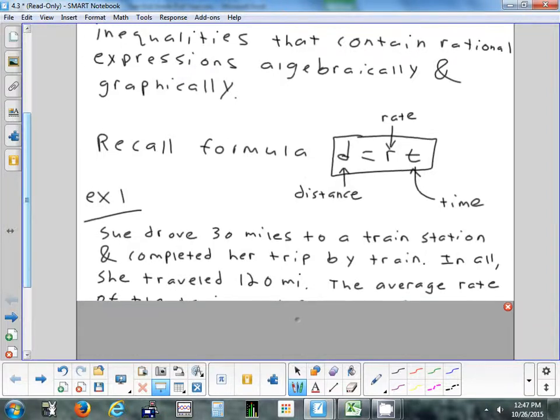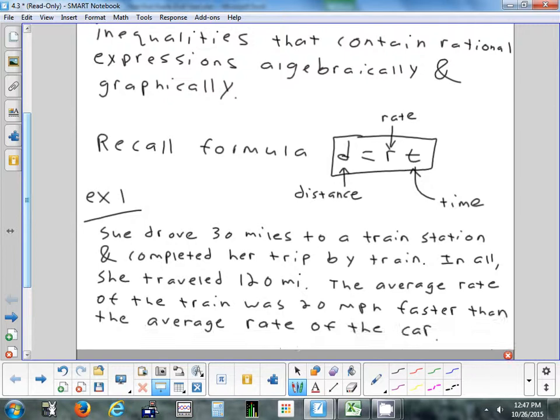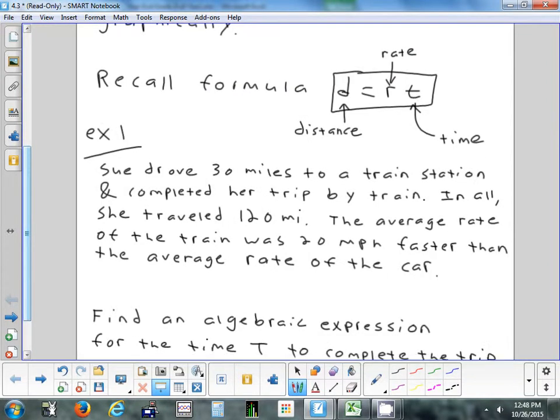In this problem it says Sue drove 30 miles to a train station. At that point she got on a train and then completed her trip. In all she traveled 120 miles. We don't know how fast the car or the train was going, but we know the average rate of the train was 20 miles per hour faster than the car. So we have a relationship between the speeds, but we don't know the exact speeds. I want to find an equation that represents this. And what I want to figure out is how long it is going to take her to complete her trip.